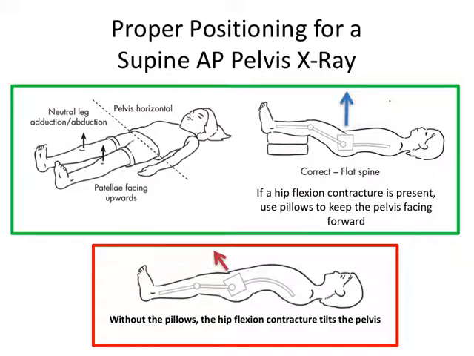As you know, many of these children have hip flexion contractures. And if you have a hip flexion contracture and you don't position the legs up on pillows, the pelvis will be forward, and I'll show you what that looks like, and then that makes it harder to interpret the x-ray. So the legs should be positioned on pillows to keep the pelvis pointing straight forward, accommodating for the hip flexion contracture that's present.